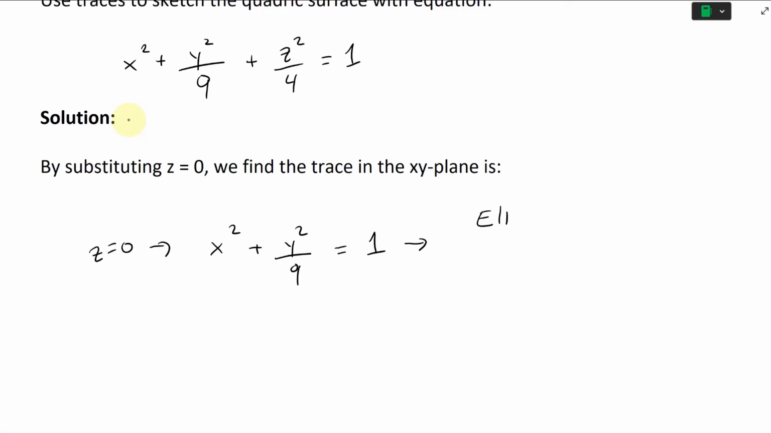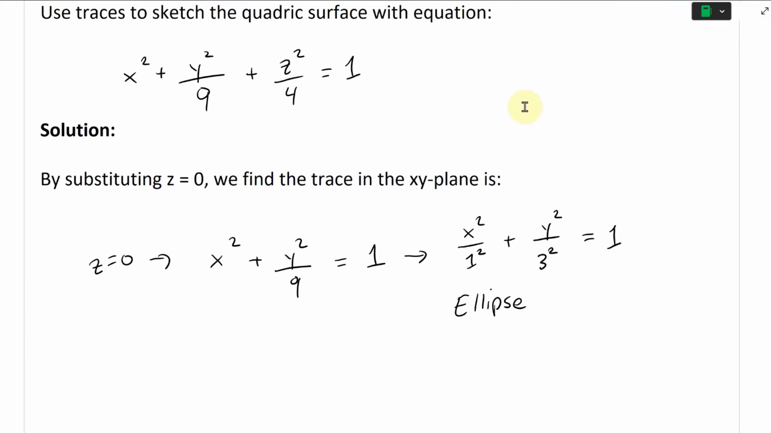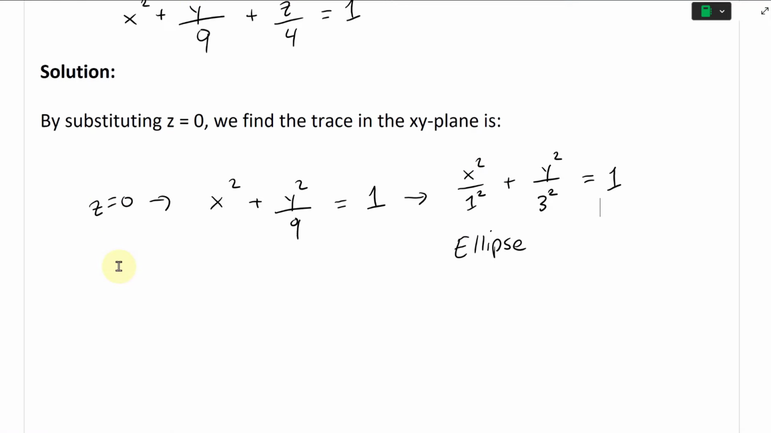We'll put the ellipse on top here. You can see how it's written: I just shifted things around to put the ellipse at the bottom. So you have x squared over 1 squared, which is just 1, so it doesn't change anything. And then y squared over, instead of 9, we could write 3 squared, equals 1. So our a is 1 and our b is 3. That's an ellipse: x squared divided by a squared plus y squared divided by b squared equals 1. We have an ellipse like that, and this is for z equals 0.